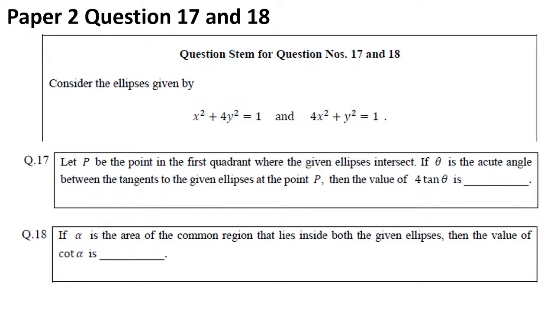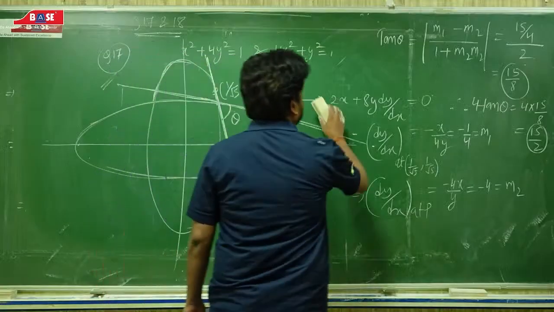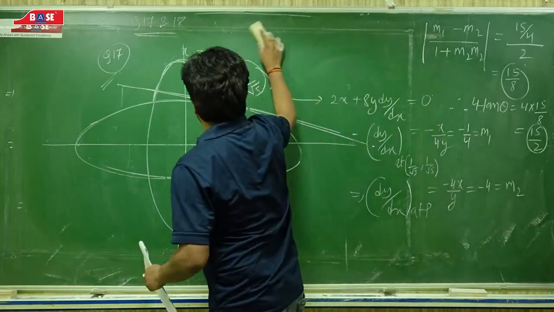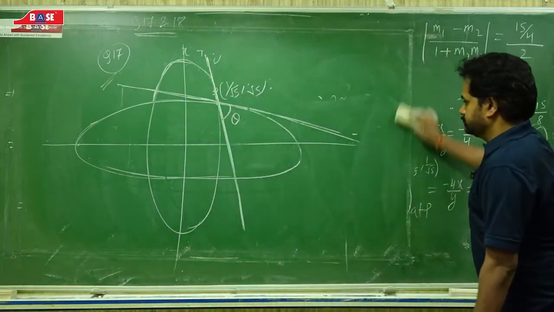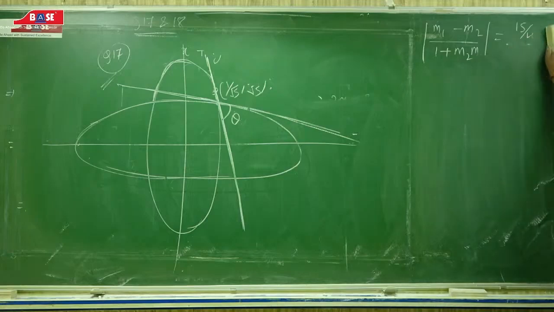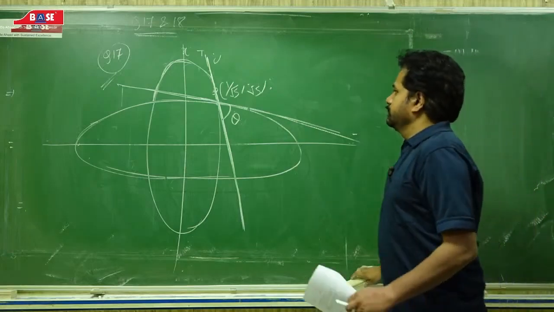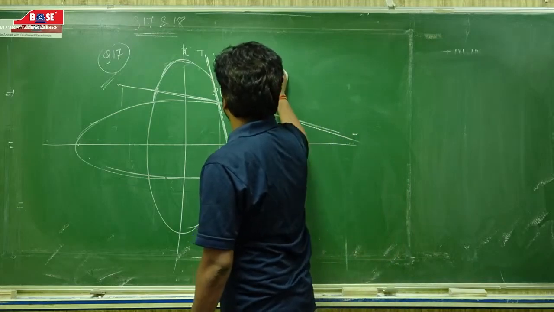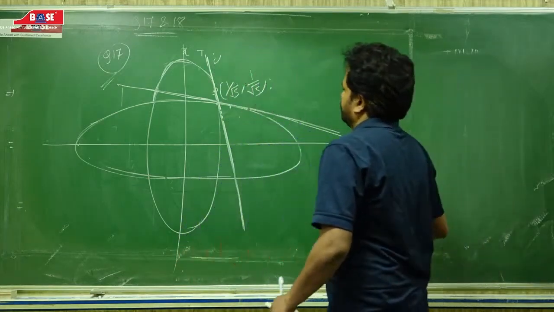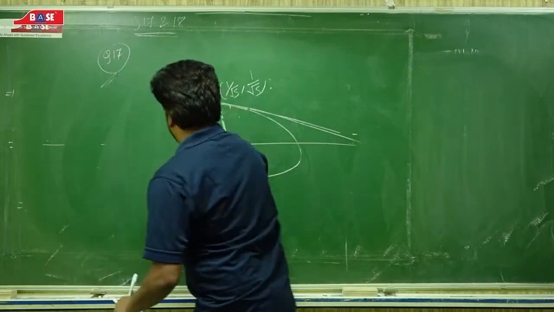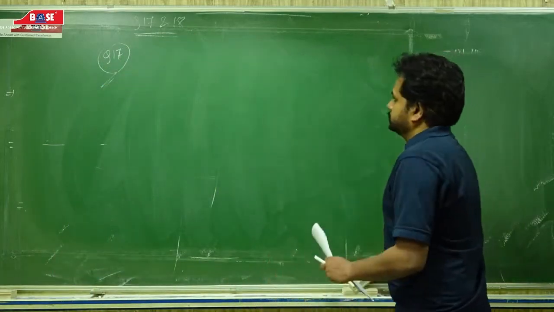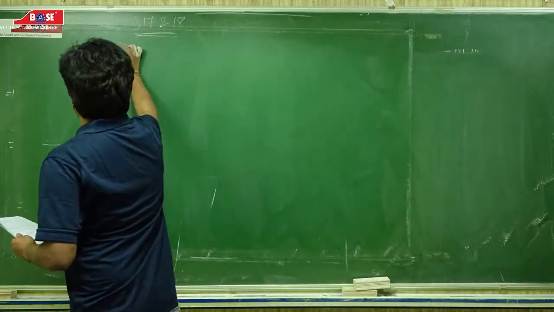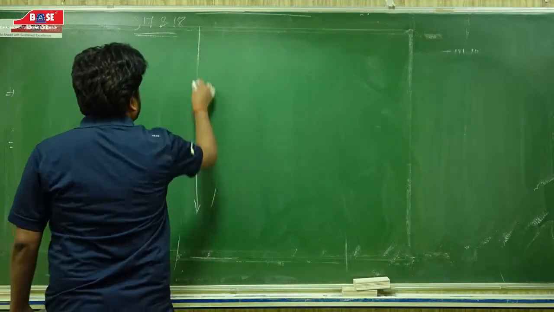The next part is, if alpha is the area of the common region that lies inside both the given ellipses, then find the value of cot alpha. Okay. Let's draw the next slide. So again, let's draw the diagram here.